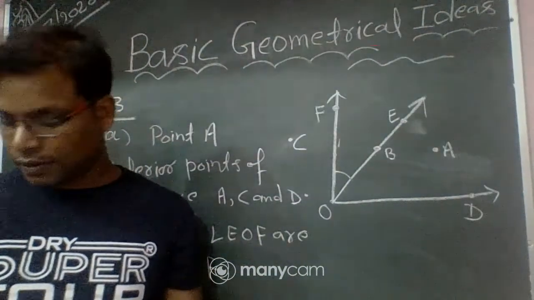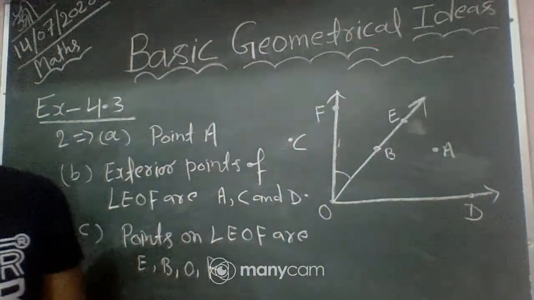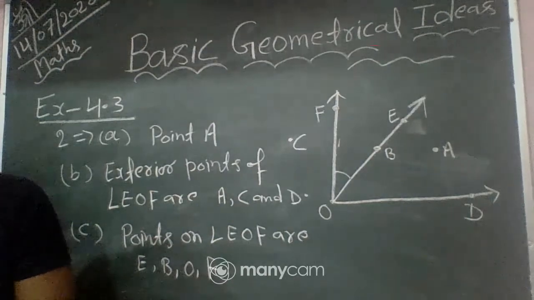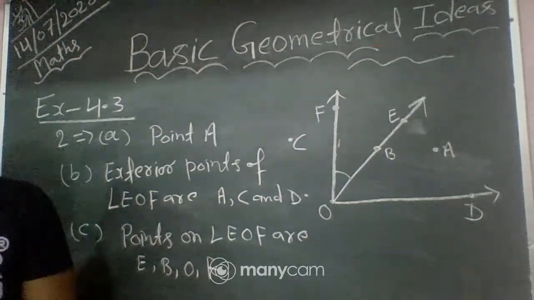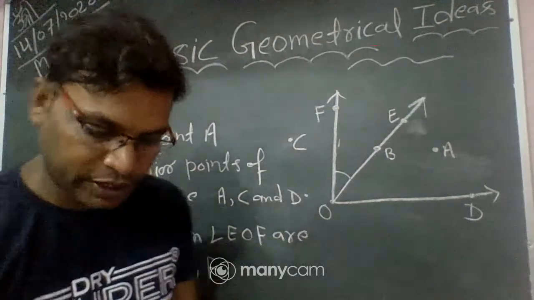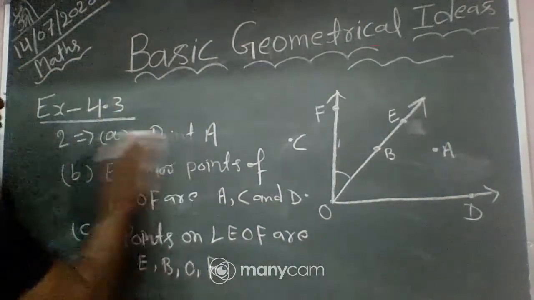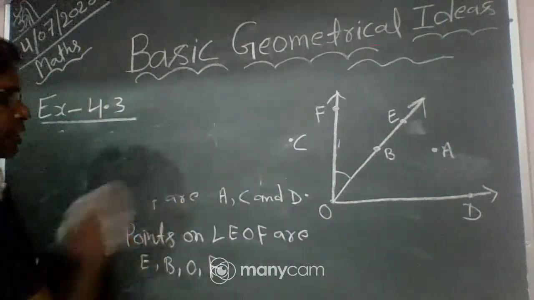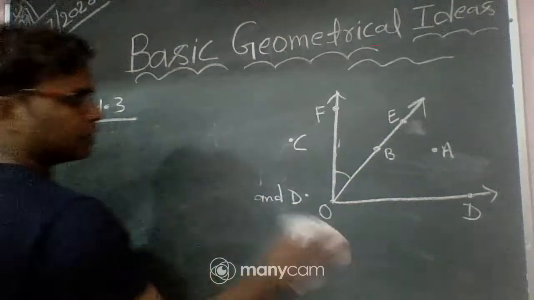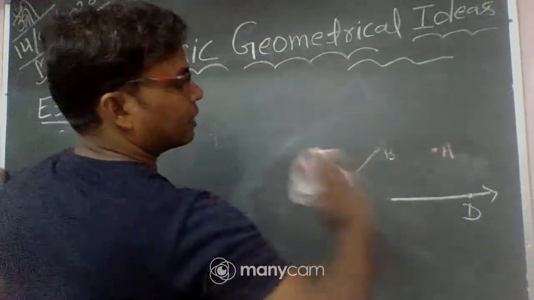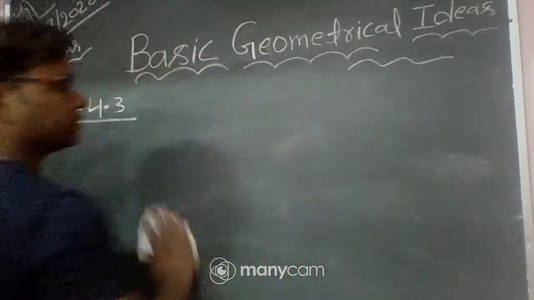Clear? Now the third question. Draw rough diagrams of two angles such that they have... So let's see what the third question is. We need to draw two angles according to the given condition. So what is the condition?